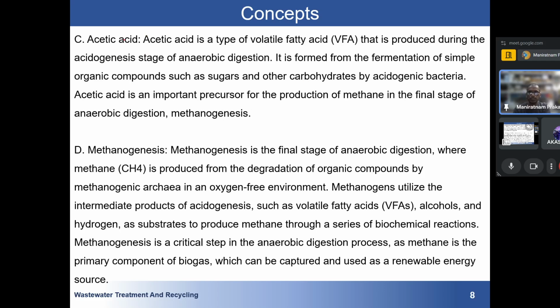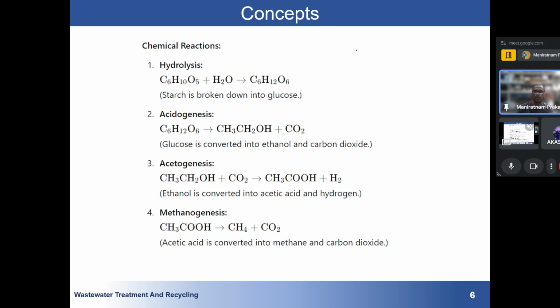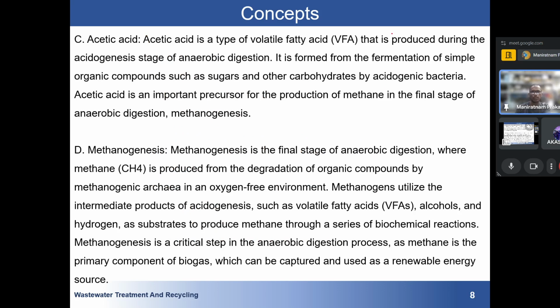Then the third step is acetic acid formation, or acetogenesis. Acetic acid is a type of volatile fatty acid. Now this ethanol will convert into acetic acid, which is acetogenesis. It is formed from the fermentation of simple organics such as sugar and other carbon compounds by acetogenic bacteria. Again remember, this is a kind of bacteria. Acetic acid is an important precursor for the production of methane in the final stage of anaerobic digestion.